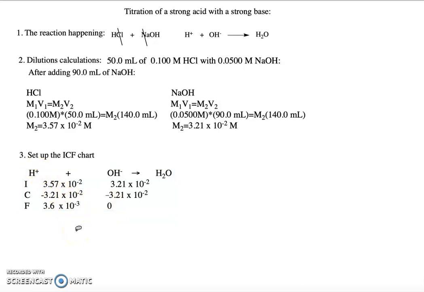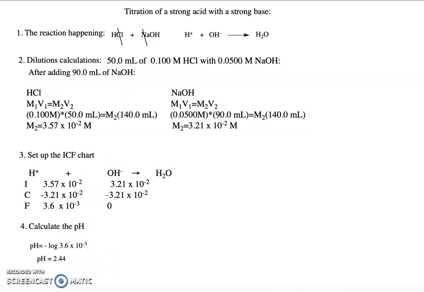Now we're ready for the last step, calculating the pH. Since we know the H plus concentration in this particular case, 3.6 times 10 to the negative 3, we can use the definition of pH. pH equals the negative log of my H plus concentration, for a pH of 2.44. So after adding 90 milliliters of my NaOH to 50 milliliters of my acid, the pH is 2.44.